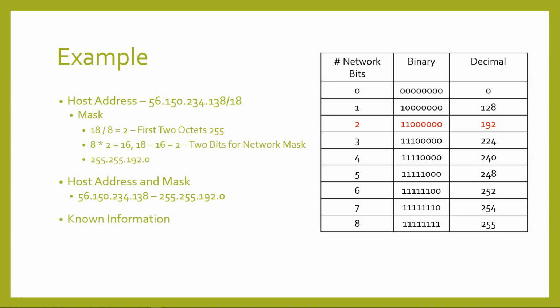The known information we have is very simple. The network will be 56.150, not sure of the third octet, and the fourth octet is 0. The broadcast is going to look very similar. It's going to be 56.150, not sure of the third octet, and 255. The reason this works is because both your network and your broadcast have to be on the same network, so we know those match. So this becomes very easy for us to calculate.